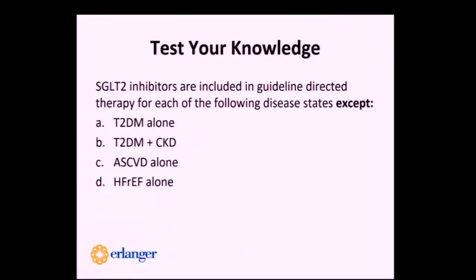This is our last test your knowledge question, and it is: SGLT2 inhibitors are included in guideline-directed therapy for each of the following disease states except A, type 2 diabetes alone, B, type 2 diabetes plus CKD, C, ASCVD alone, or D, heart failure with reduced ejection fraction alone. Any guesses? Correct, C. So remember the trials that looked at ASCVD, all of the patients also had type 2 diabetes.